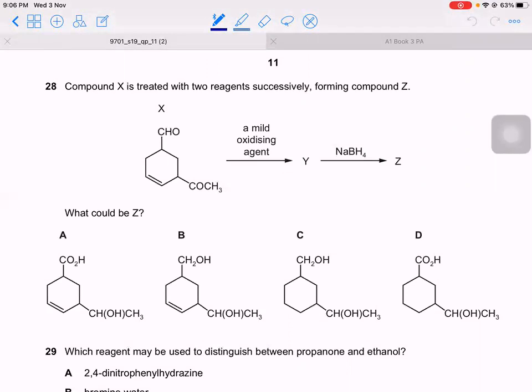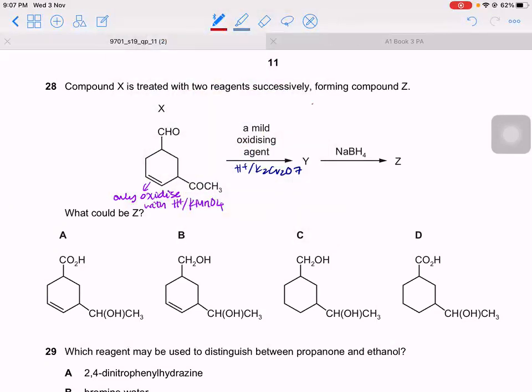28, let's see. So you have compound X treated with 2 reagents successfully forming compound Z. So you're using a mild oxidizing agent here. Can aldehydes oxidize? Yes. What is a mild oxidizing agent? Maybe dichromate. Yes, because manganate is strong. So since you're using dichromate, the alkene will not oxidize, because alkenes only oxidize with manganate. So that's why the alkene does not oxidize here.